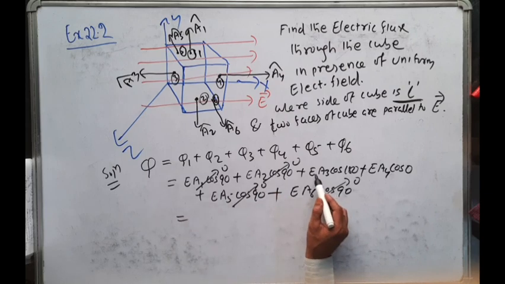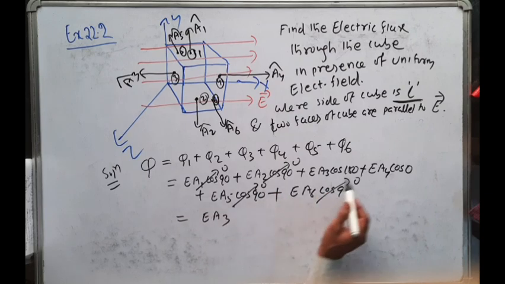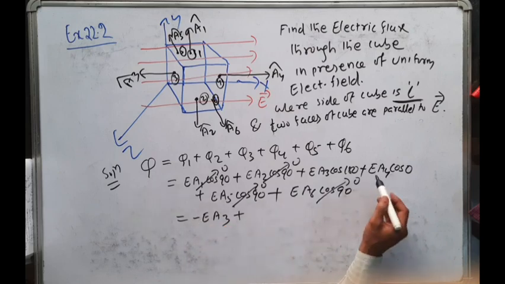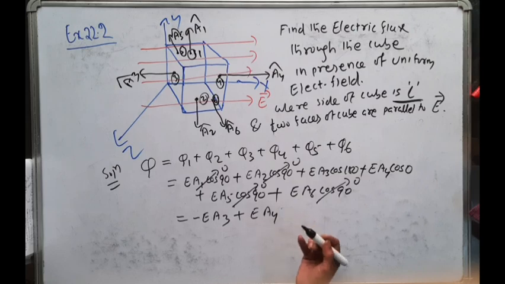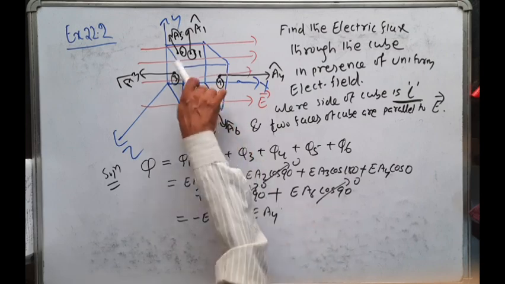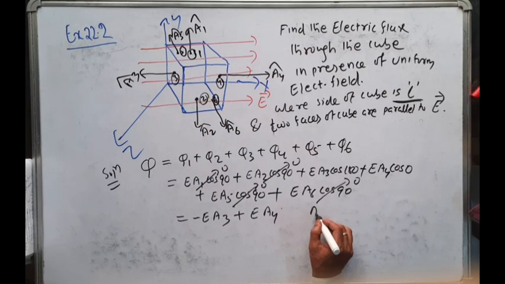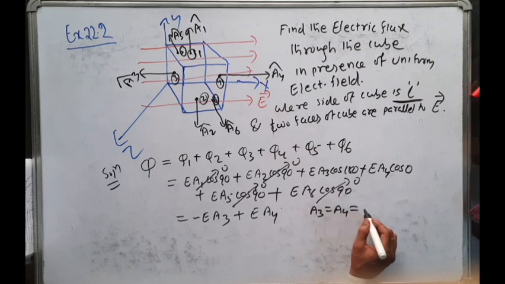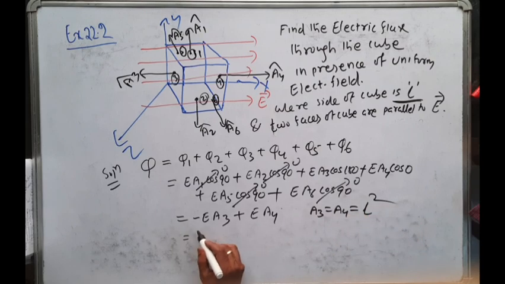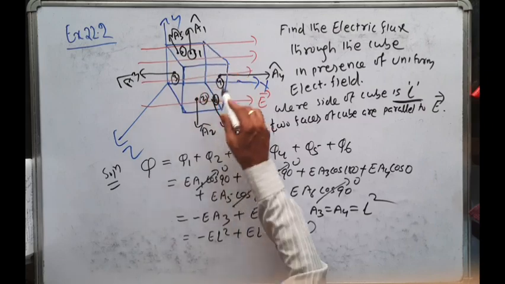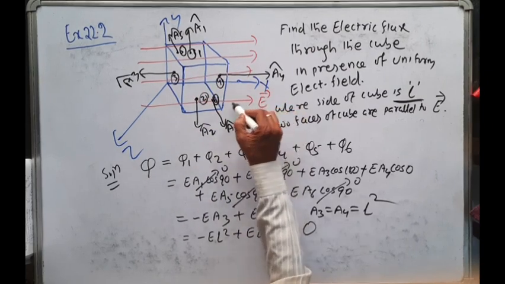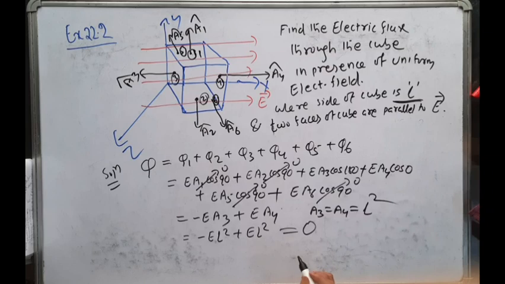So the total flux is equal to E A3 cos 180, which is minus 1, plus E A4 cos 0, which is 1. Here what is the area? This is a cube, so A3 is equal to A4 is equal to L square. So we got minus E L square plus E L square, which is equal to 0. So the total flux through this cube surface in the presence of a horizontal electric field is equal to 0.